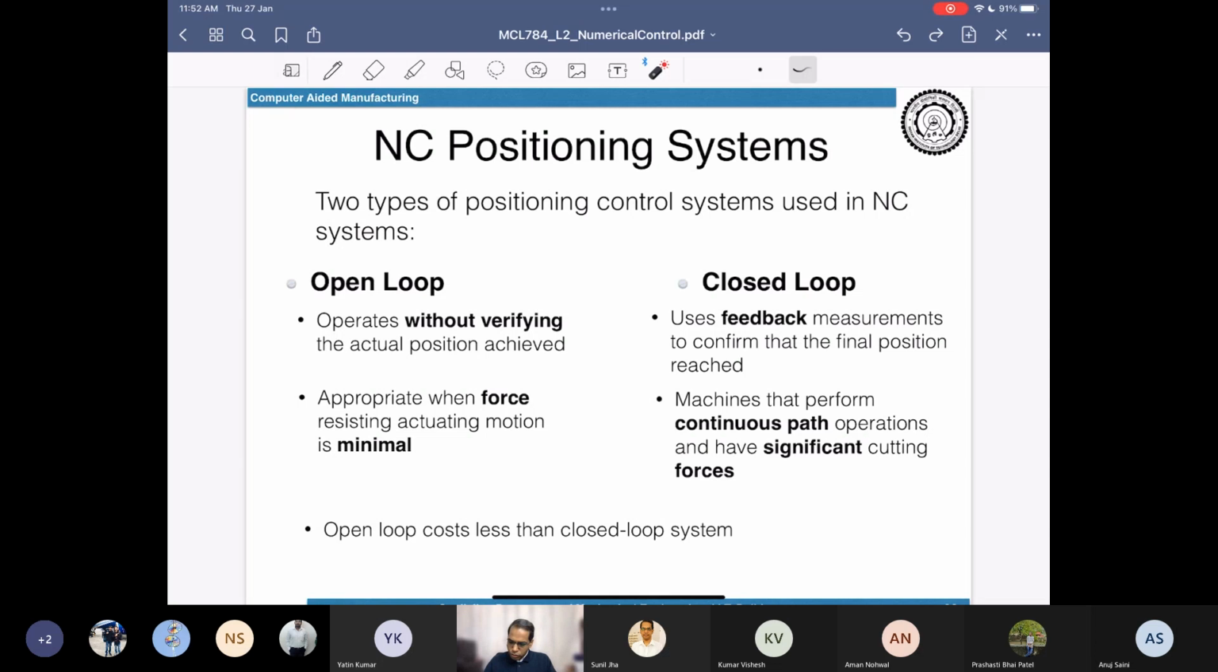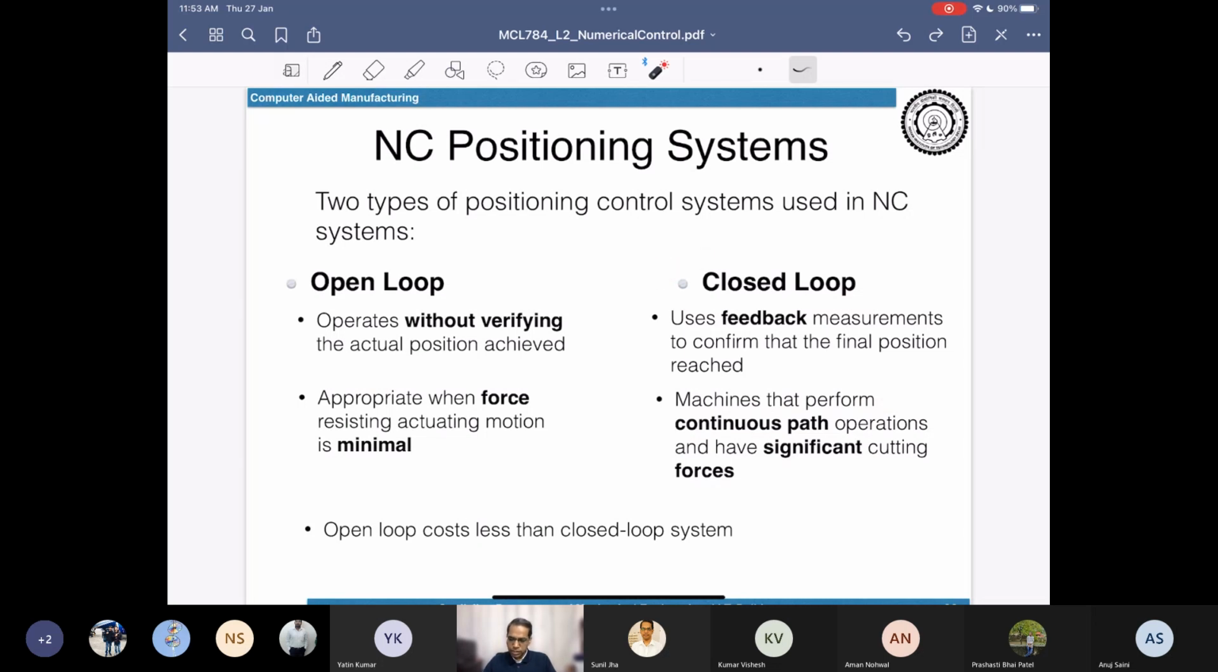Now, closed loop is important when there are large forces and a good chance that your axis may not achieve the required displacement because of these resistive forces. Then closed loop is very important, because I need to make sure that the axis moves in spite of that resistance. So we need to pump more current into the motor to reach the required destination. Machines that perform continuous path motion and have significant cutting forces will obviously go for closed loop systems.